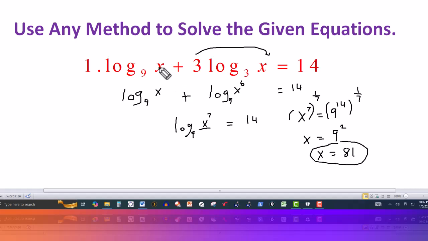And you can easily check this by plugging back into the equation. Let's go ahead and do this. Put in 81 right here. The log of 81 to base 9 would be 2, because 9 squared is 81. And if I put in 81 here, log of 81 to base 3 would be 4, because 3 to the 4th is 81. Then 4 times 3 is 12, and 2 more gives me 14. So you can check it by plugging back into the original equation.